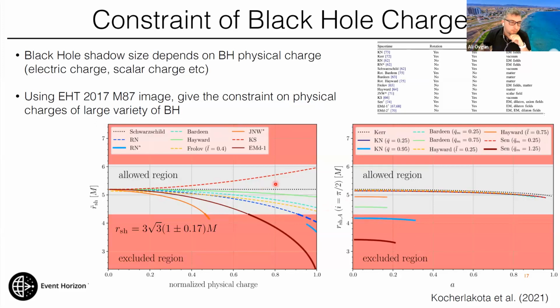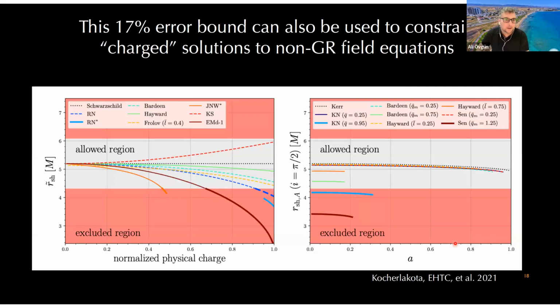the normalized physical charge should be very small. But when it is small, the difference in the black hole is very difficult to see. But when charge is larger, yes, you can see the deviation from the different black holes. Yes, this is the same thing. So we can use this 17% error bound, can also use the constrained charge solution, also non-GR field equations.